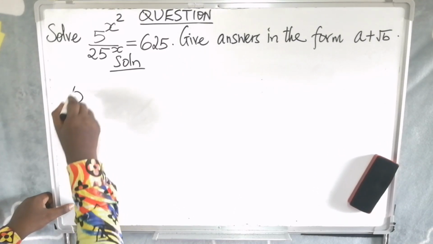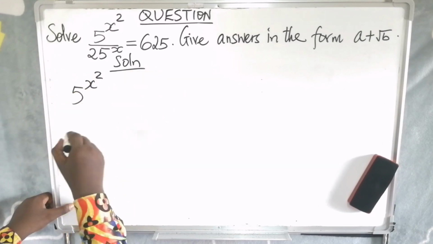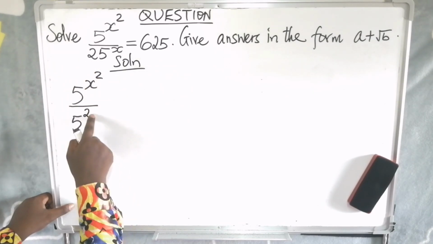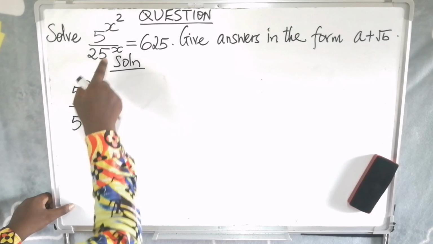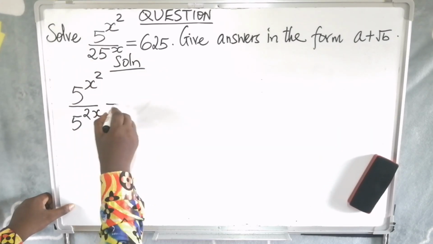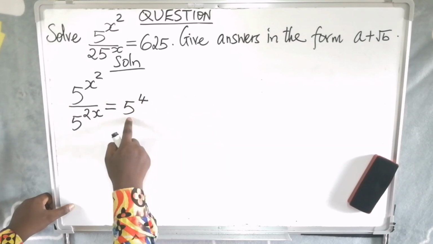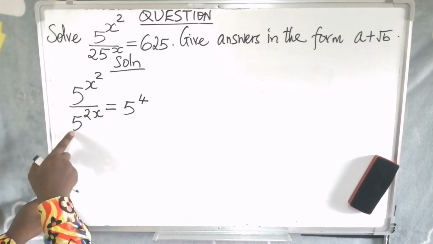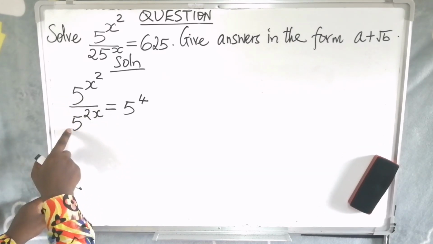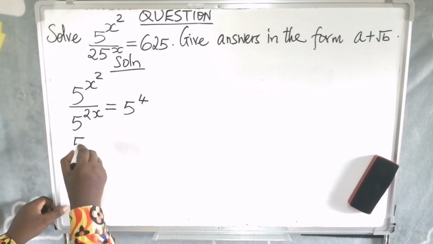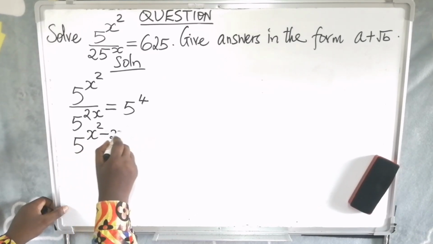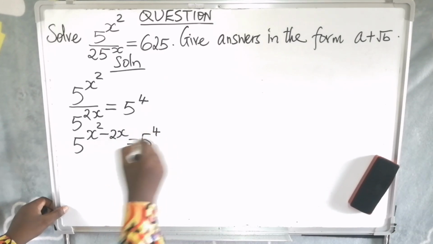So 5 raised to the power x squared divided by 5 squared, which is 25, then we multiply the 2 by x, because x was the power to which 25 was raised, is equal to 5 power 4. 5 power 4 is 625. Since from the division law of indices, we know that if the bases are the same, we can simply subtract the powers, right? We write it having the base 5, then x squared minus 2x is equal to 5 power 4.